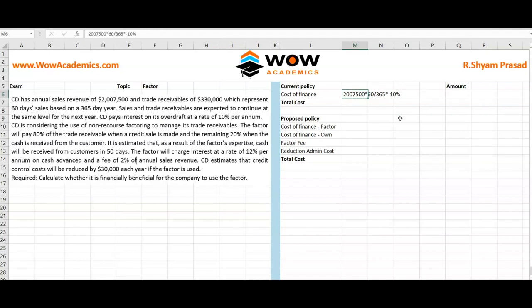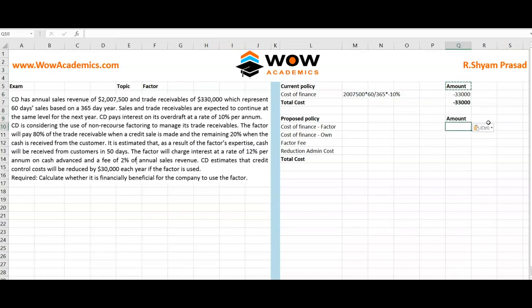There are no other numbers for the current policy, so we can directly take that and solve it. So we got 33,000 negative. So what is the total? The total cost of the existing finance is 33,000. So we'll move on to the proposed cost.